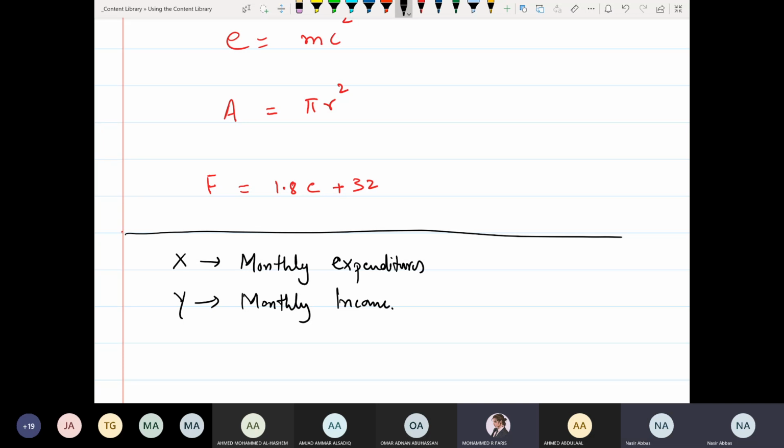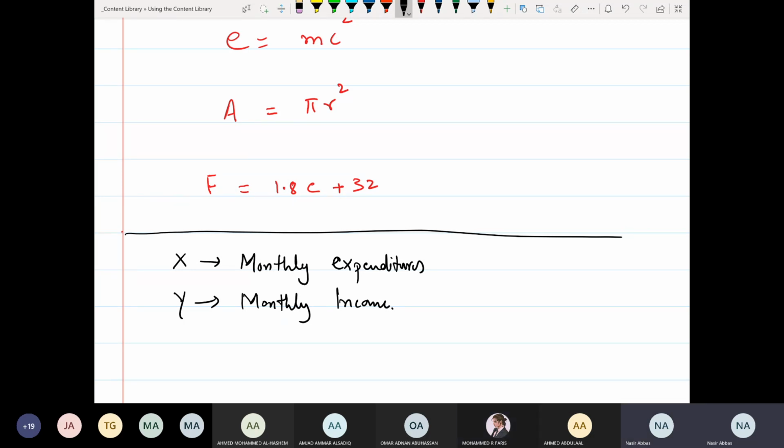If I tell you that there is a family whose monthly income is, let us say, 15,000 riyals, what do you expect from the monthly expenditures? To be high. Less than 15,000. Less than 15, somewhere around 12, 11, 10, 9, somewhere around this.